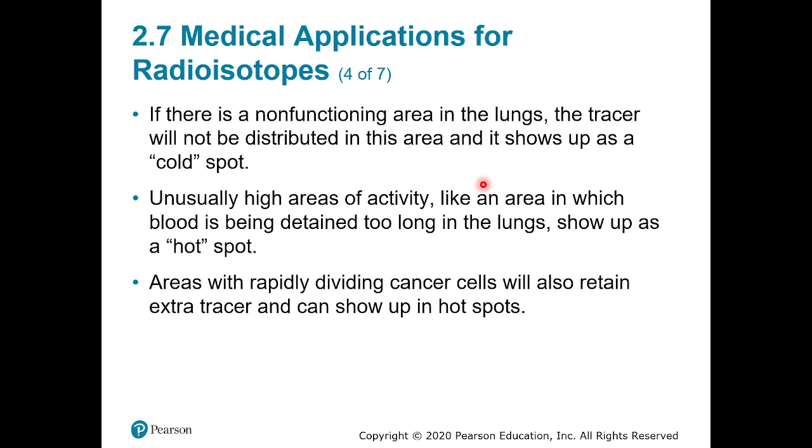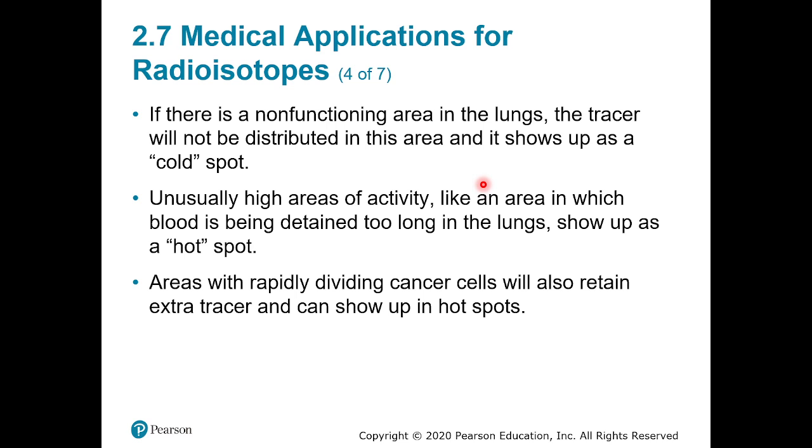Okay. So if there's a non-functioning area in the lungs, the tracer's not going to be distributed in this area because you won't have blood flow and uptake from the cells. And it's going to show up as a cold spot. And usually high areas of activity are going to be places where the blood is being detained too long in the lungs. And it's going to show up as hot spots. And so they would be these very bright spots on those lungs.